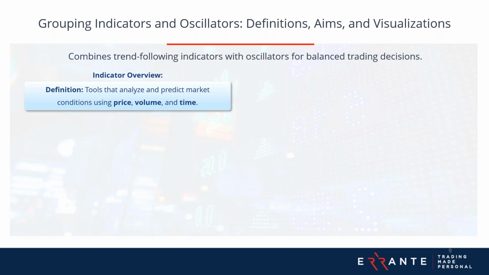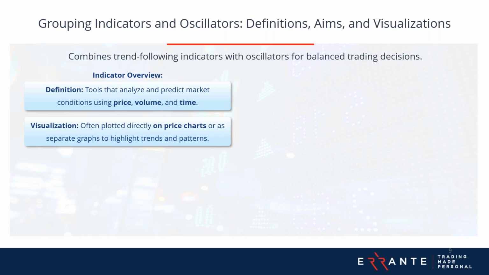They use data like price, how much is traded, and time, to give us insights about the market price and price movements. So their main job is to highlight trends, measure how fast prices are moving, show changes in trading volume, and indicate how much prices are fluctuating. They have more direct relation with price. So when we look at charts, indicators can be seen right there with the price showing lines that move up and down with it, or they might be in separate graphs to make certain patterns easier to see.